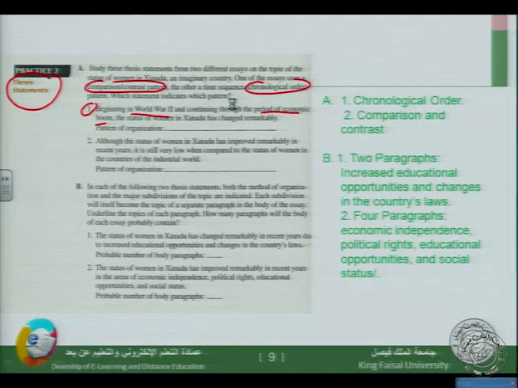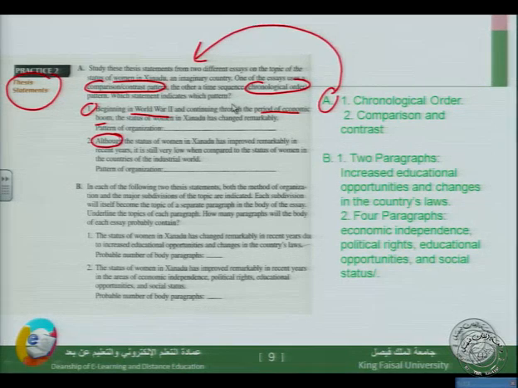Number 2, although the status of women in Xando has improved remarkably in recent years, it is still very low when compared to the status of women in the countries of the industrial world. So although, هذه تدل على contrast بالرغم من, okay, although, so it is comparison and contrast. So here is the answer for letter A. B, in each of the following 2 thesis statements, both the method of organization and the major subdivision of the topic are indicated.